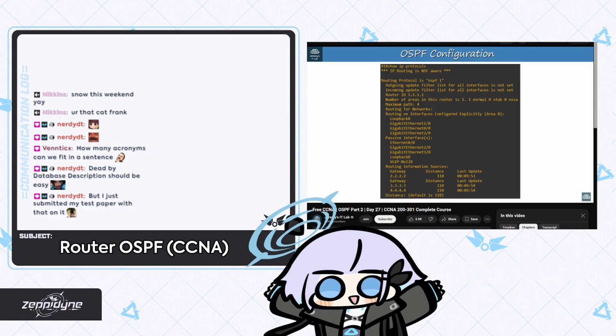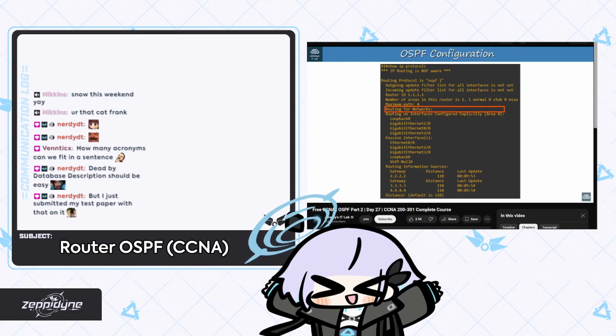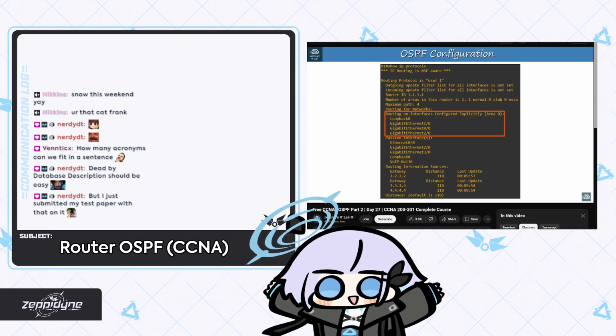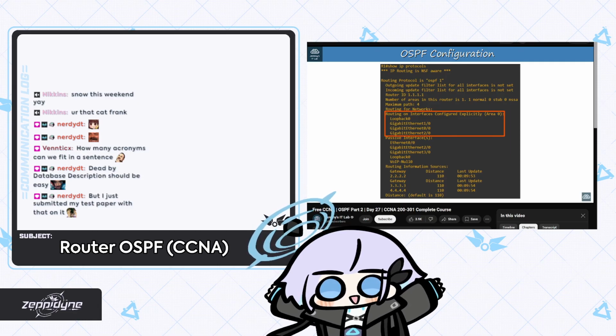If you configure OSPF directly on the interfaces, you'll see slightly different output from show ip protocols. The routing for networks section is empty, and instead, the interfaces you activated OSPF on are displayed here, under routing on interfaces configured explicitly. The rest of the output is the same, however.